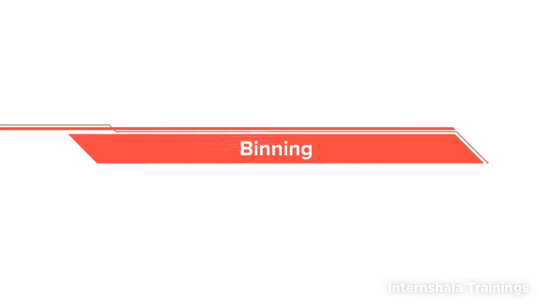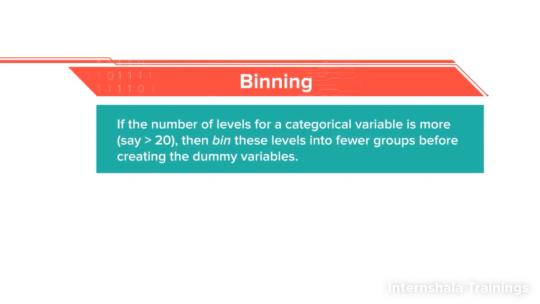At times, we first need to bin a variable before creating dummy variables for it. This is also a variable transformation technique, and let's understand that now. If the number of levels for a categorical variable is more, say more than 20, then it would be better to bin these levels into fewer groups before creating dummy variables. Otherwise, you will have lots of dummy variables which would be difficult to manage.